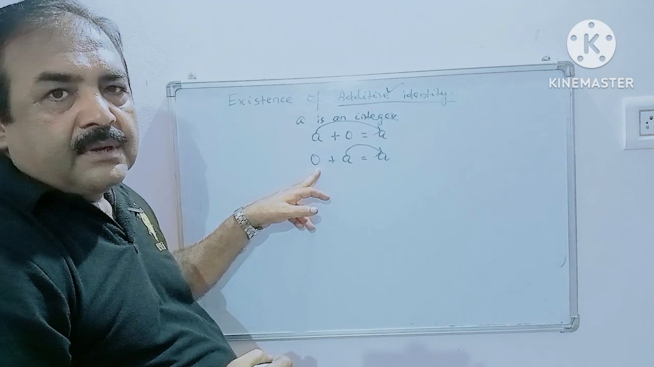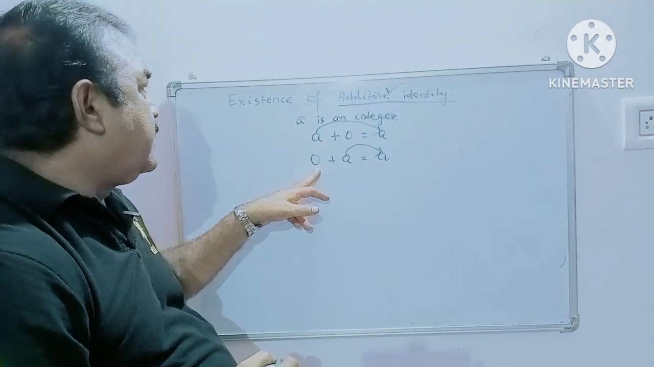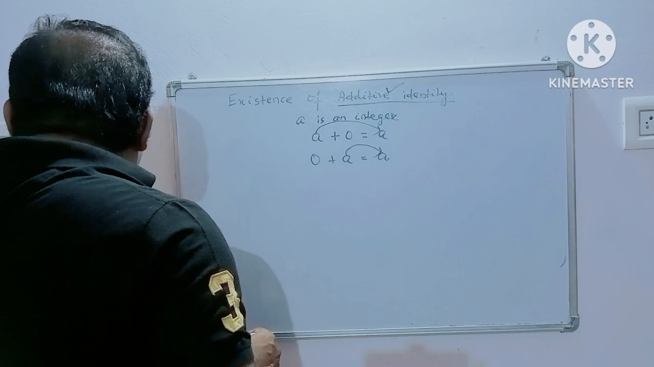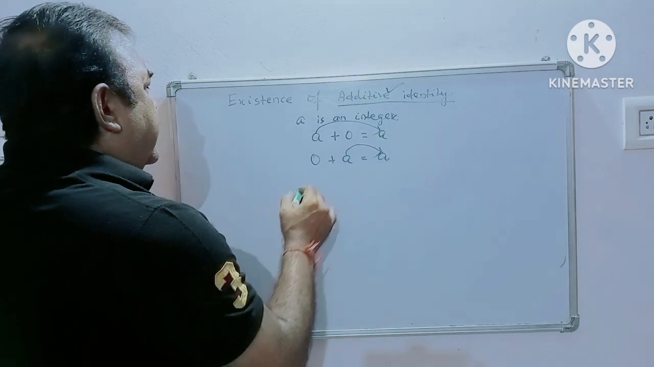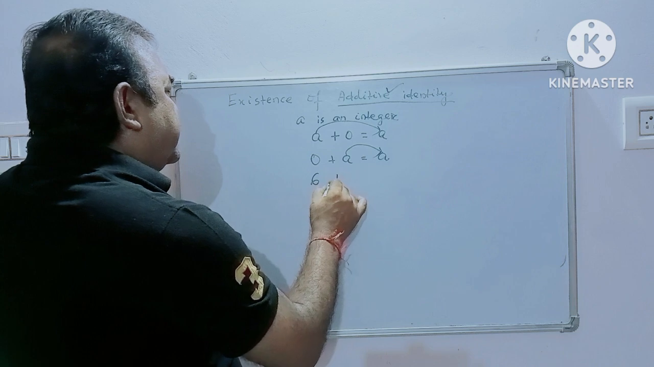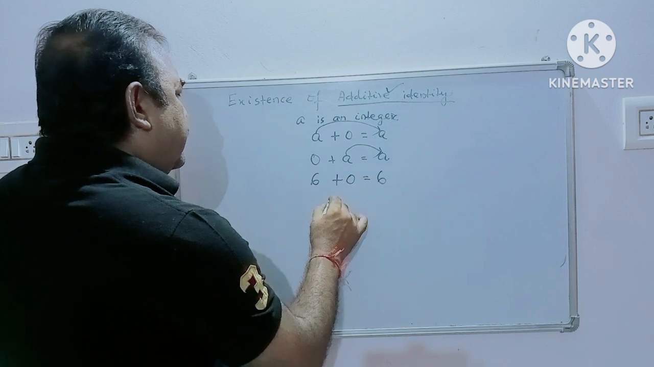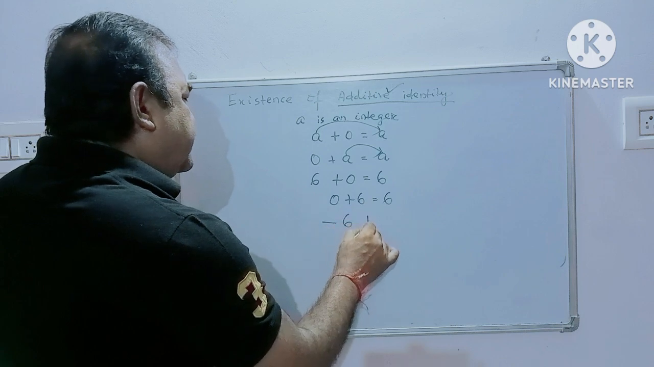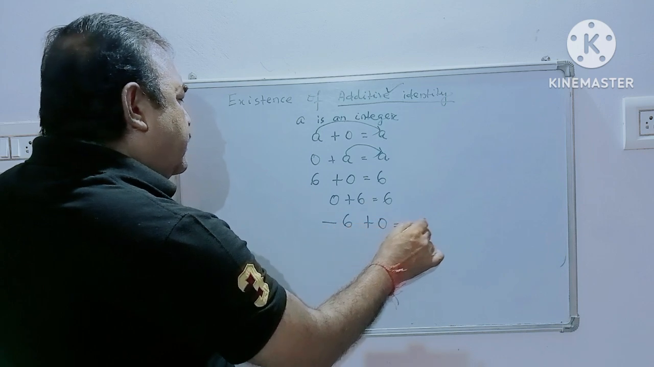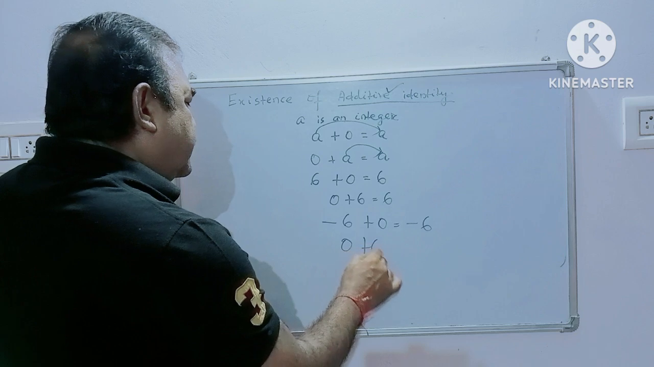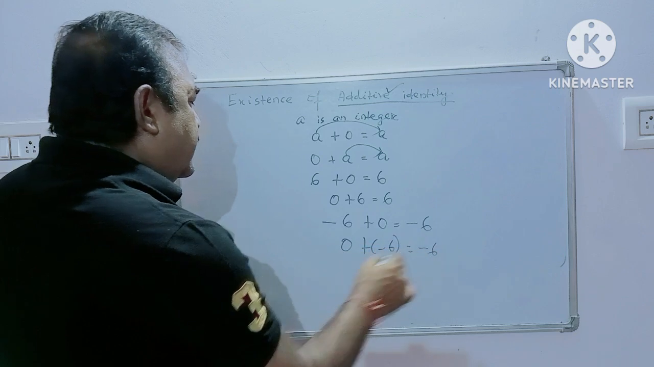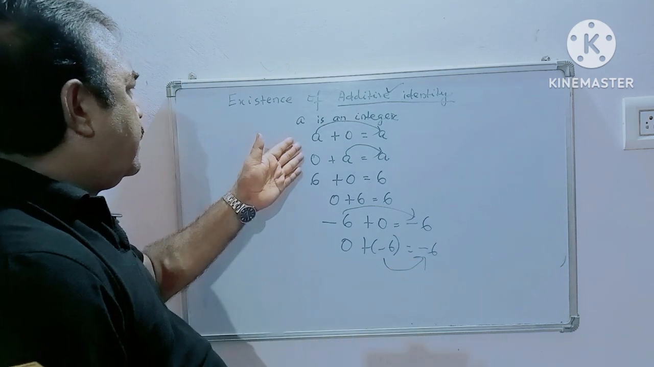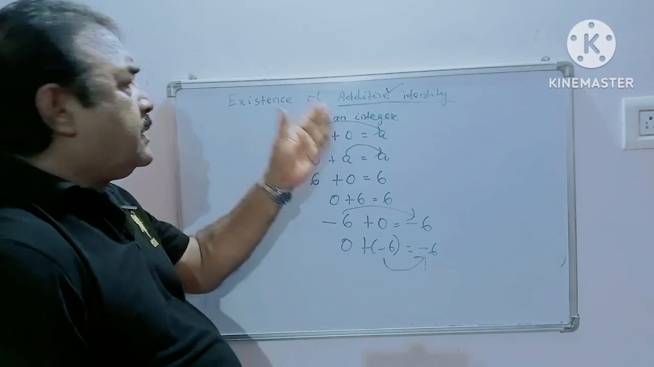So we may take an example. Suppose 6 plus 0, that is equal to 6. If you add 0 plus 6, that is equal to 6. If minus 6 plus 0, that is equal to minus 6. And if you add 0 plus minus 6, that is also minus 6. So there is no change in the value, you may see. So 0 is called the additive identity. So I erase it.